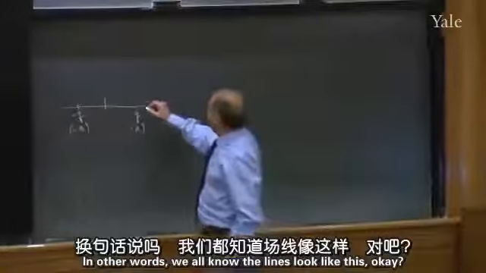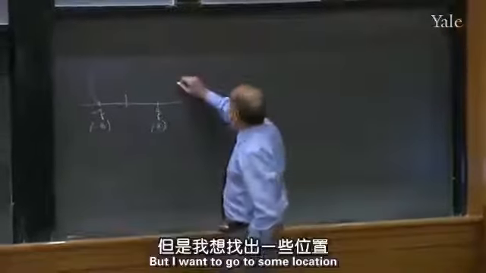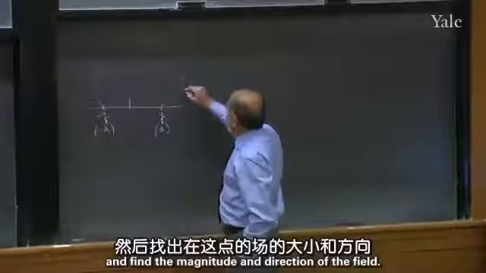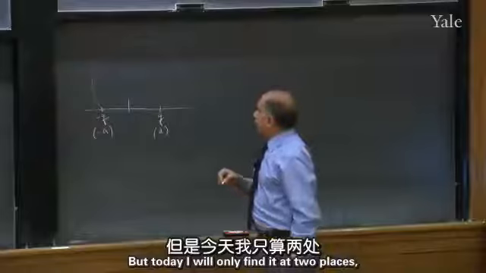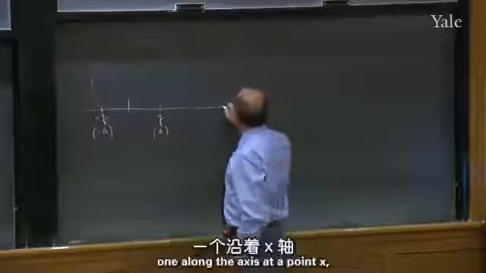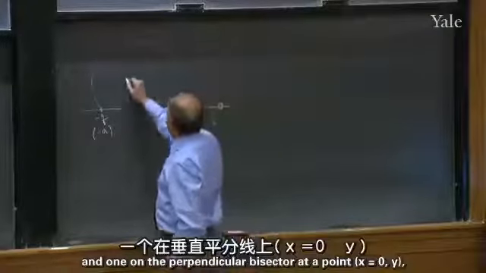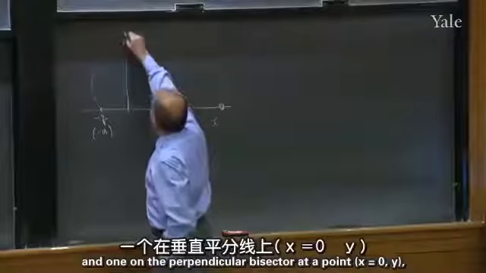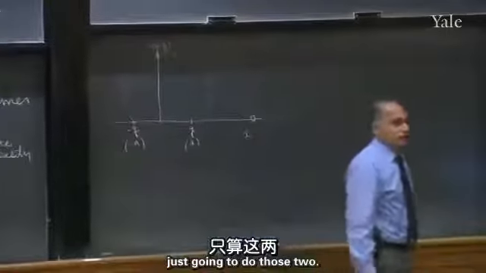In other words, we all know the lines look like this. But I want to go to some location and find the magnitude and direction of the field. Today I will only find it at two places: one along the axis at a point x, and one on the perpendicular bisector at a point x equal to 0, y. Just going to do those two.